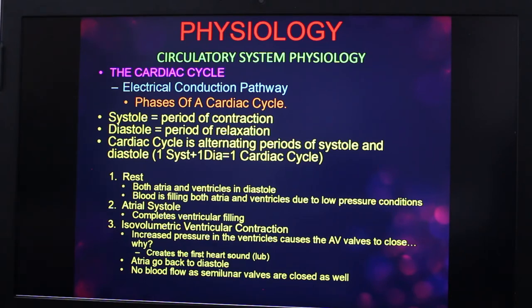And as the contraction carries on, the pressure within the ventricles increases more, and this pushes the aortic and the pulmonary valves open to unload the contents of the right and left ventricles into the aorta and the pulmonary arteries. And during isovolumetric ventricular contraction, when the mitral and tricuspid valves close almost simultaneously, the first heart sound is produced. If you put a stethoscope over the mesocardiac point, then you can hear a sound which refers to the first heart sound. So the atria go back to diastole and no blood flows as the semilunar valves are closed as well.